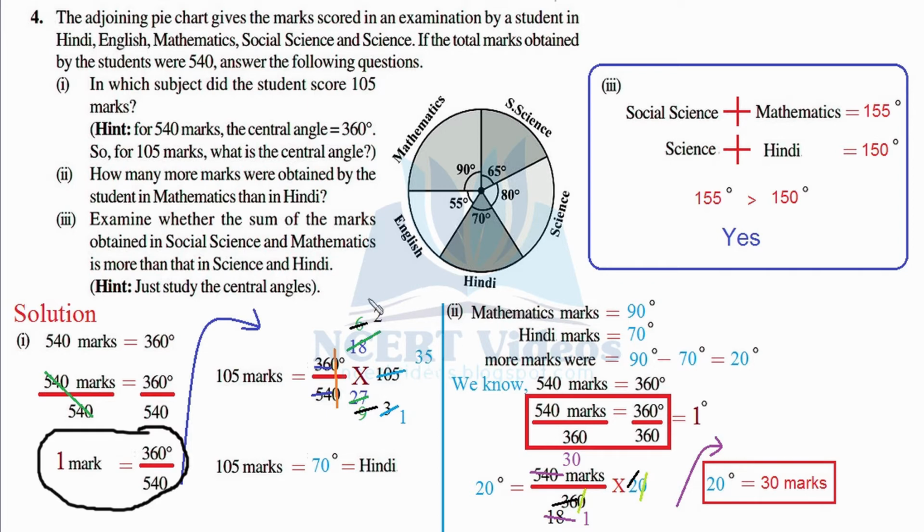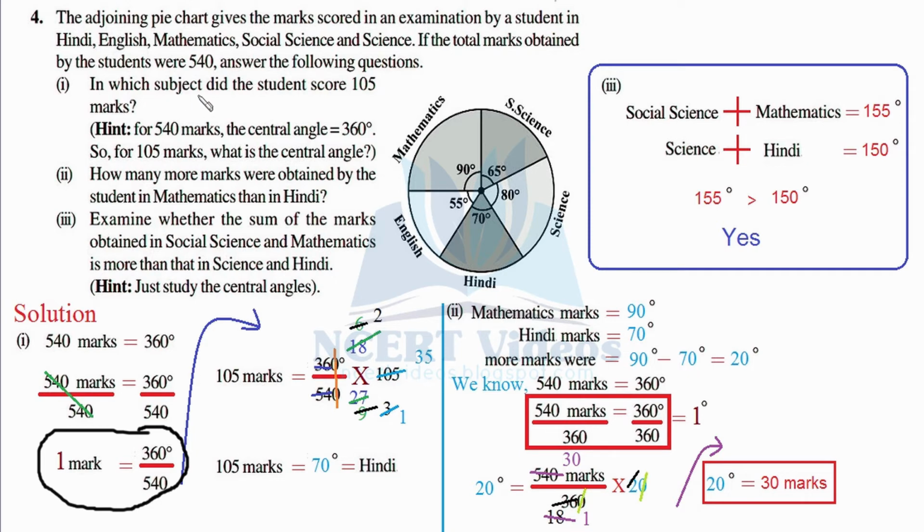So what is it? We have in the numerator 2 getting multiplied with 35, and the denominator we have made it 1. So 105 marks equates to 70, and we were talking about degrees, as you can see. So we got 70 degrees, and let's match it. Well, we can clearly see it. 70 degrees is for the Hindi subject, and that is what the question was asking.